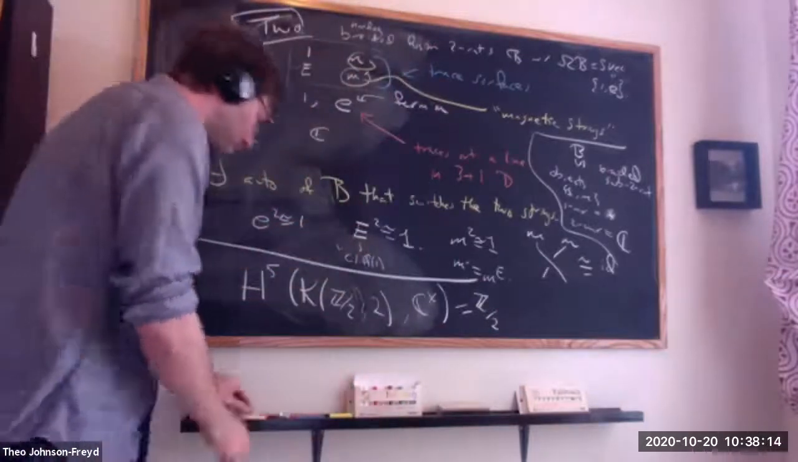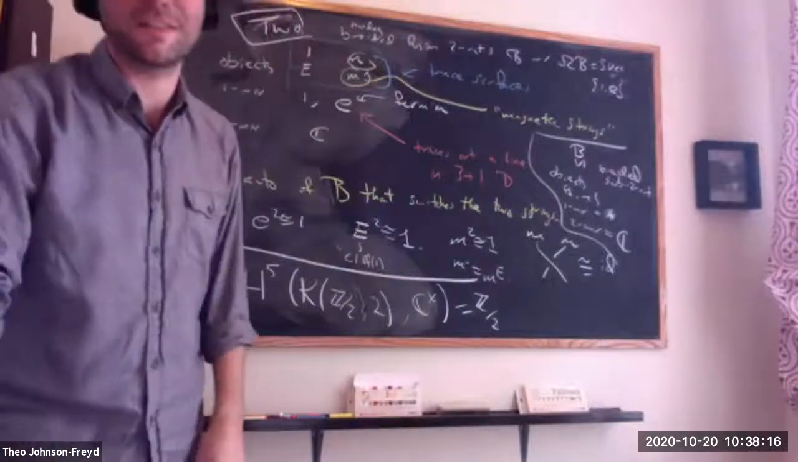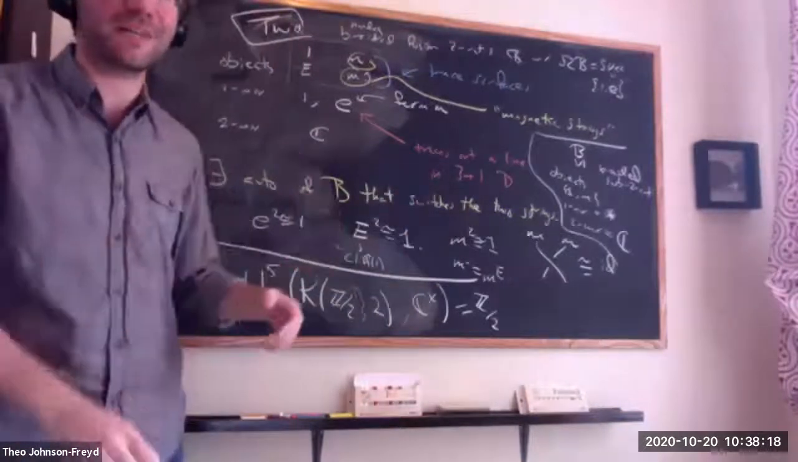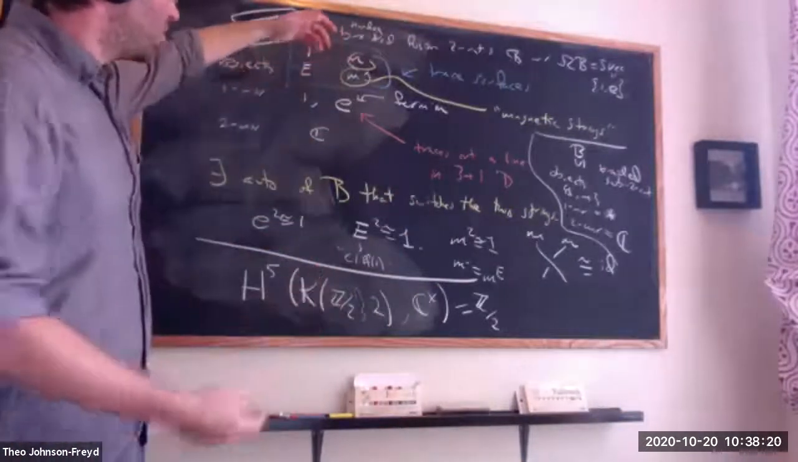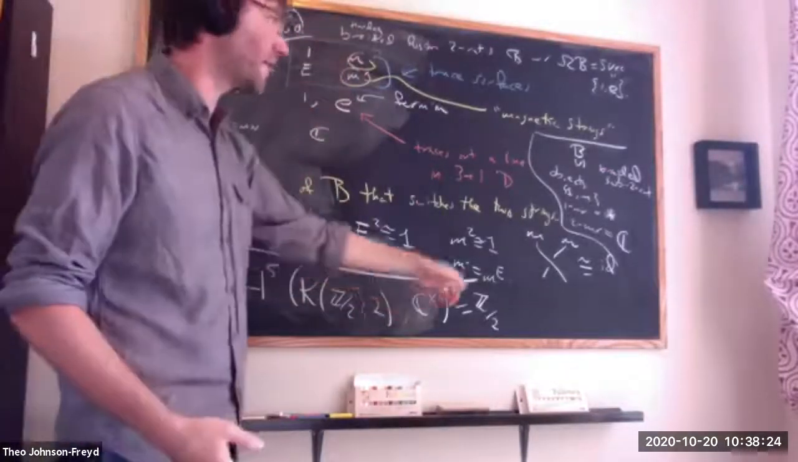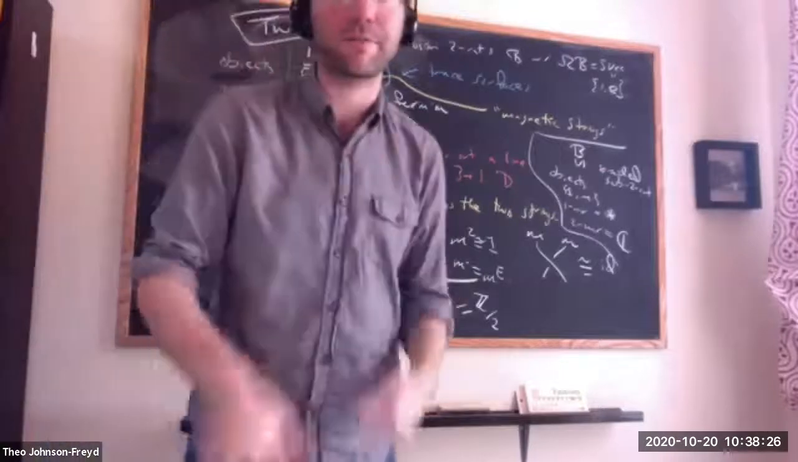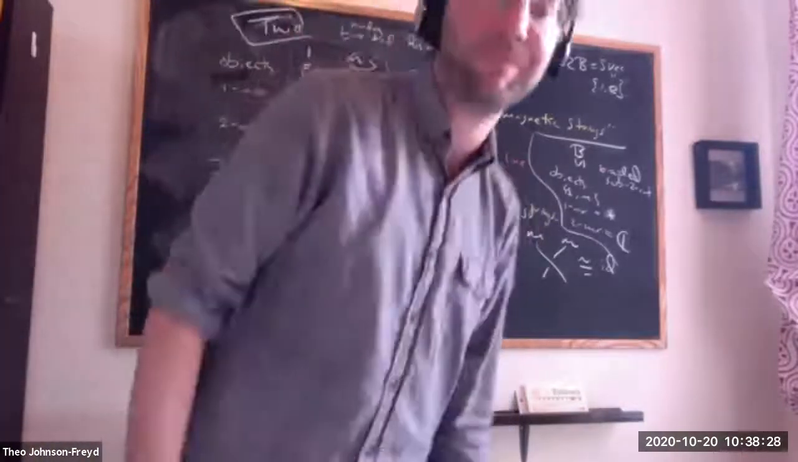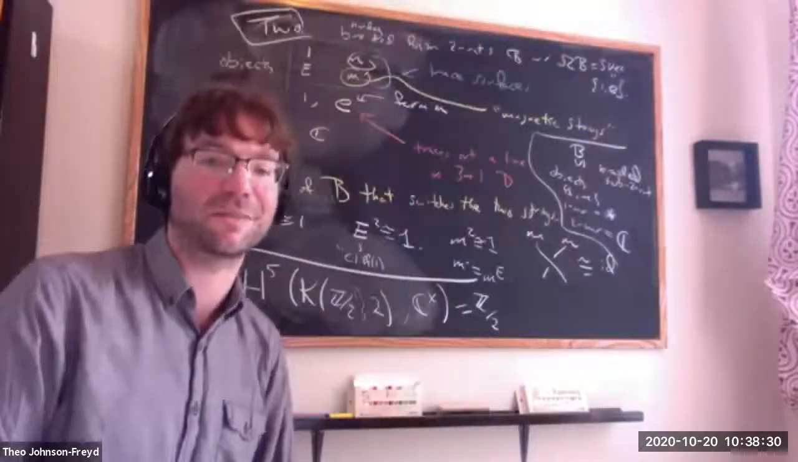Okay, I'm well over time. This is what I wanted to tell you. There are these two categories, and it's really hard to tell them apart because almost all of the data looks the same. You have to look very carefully at the self statistics of the magnetic string to tell them apart. So thank you for your attention.